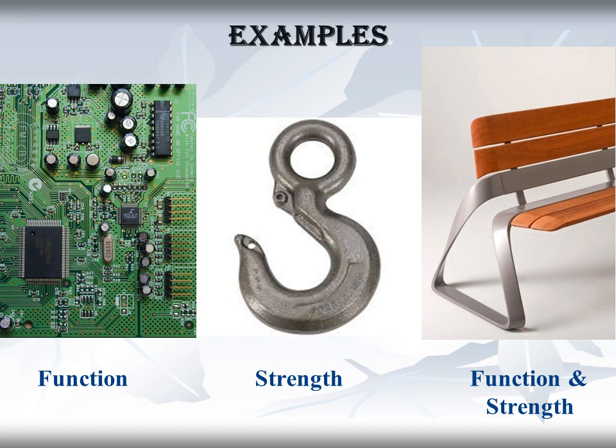Now, different examples of functional and strength based designs are shown in the slide. In the first one, the software, only the function is taken into consideration, whereas in the second case the strength is of high priority, and in the third case both function and strength are of high priority. So it is a function and strength design.